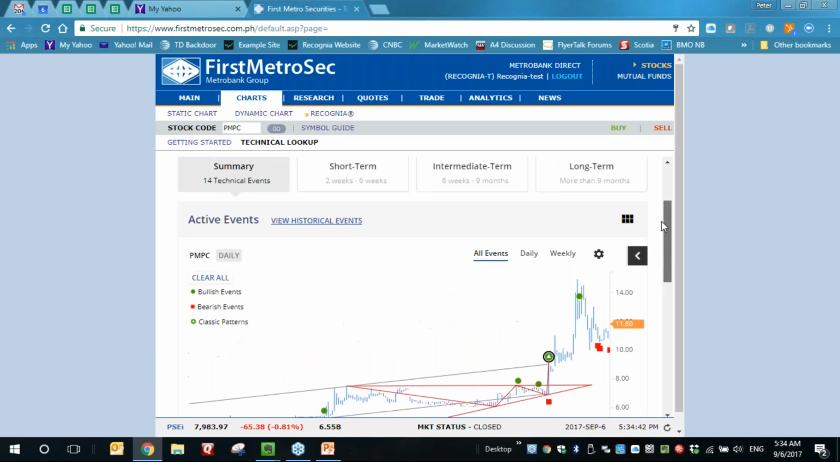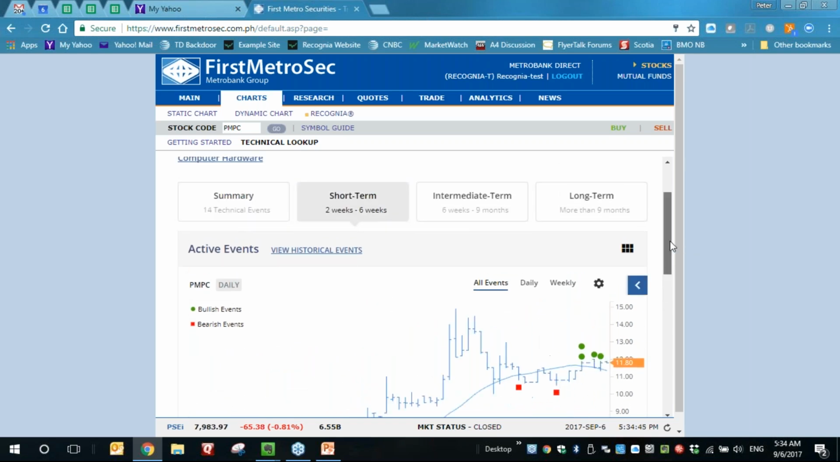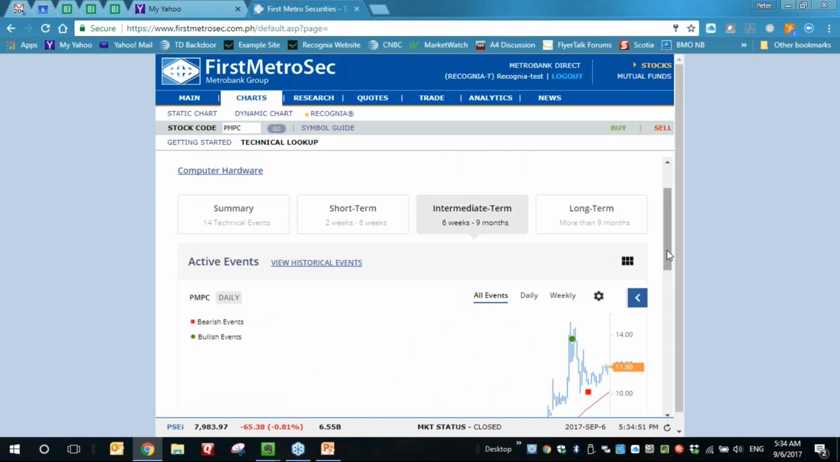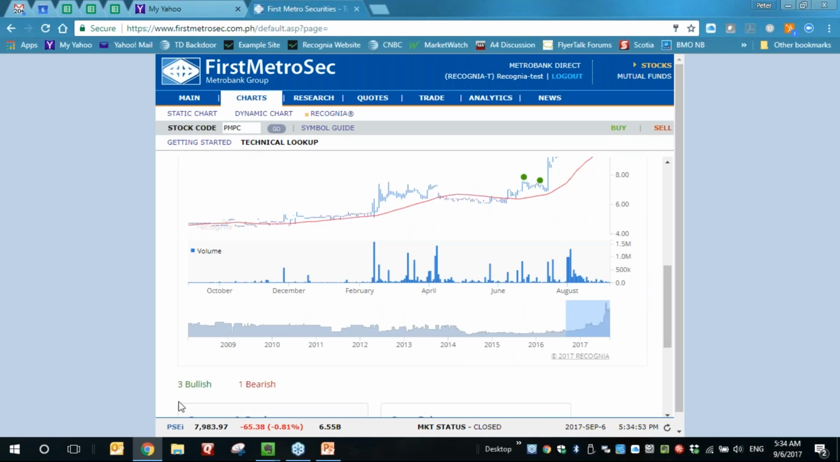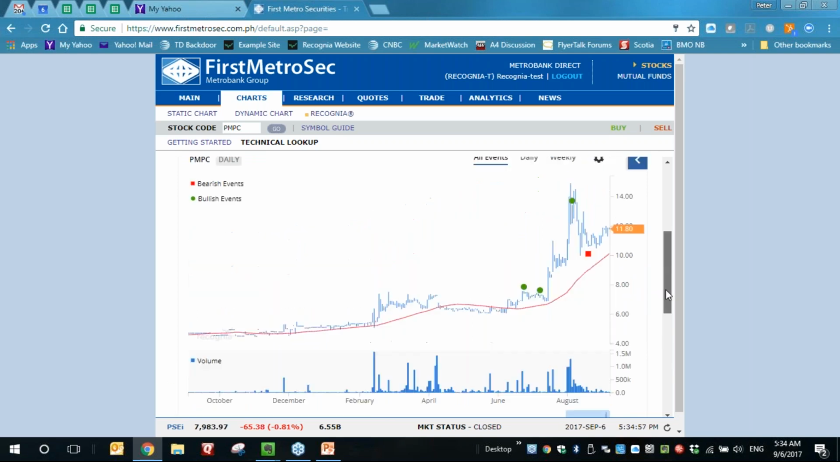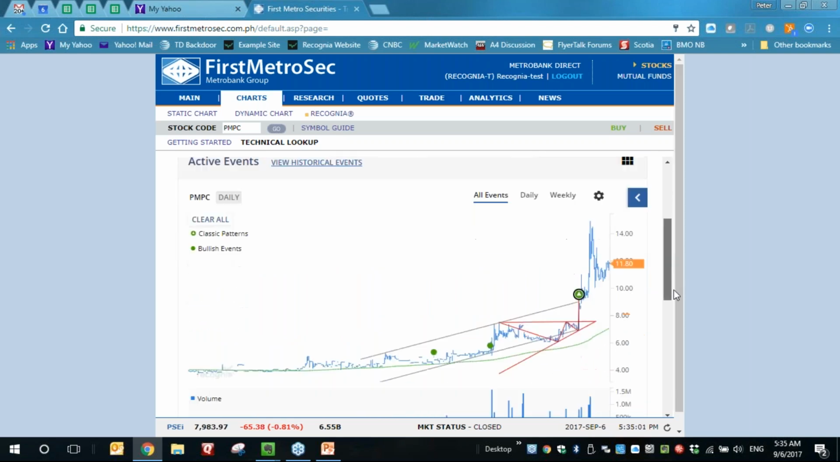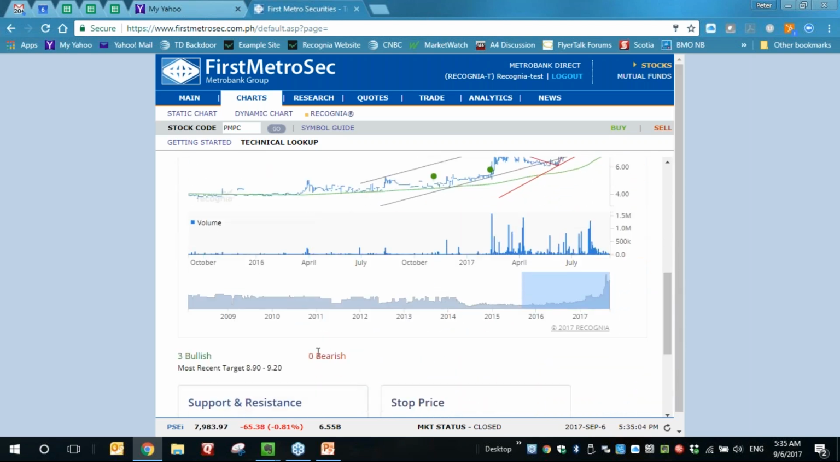Again, let's look at the different horizons. Let's look at the short-term view. In the short-term view, we have 4 bullish and 3 bearish events, so the market's a little bit mixed in the short term. In the intermediate term, though, the stock is looking much more bullish. We have 3 bullish and only 1 bearish event. And then last, let's look at the long-term view. And in the long-term view, you can see that we have 3 bullish and no bearish events.